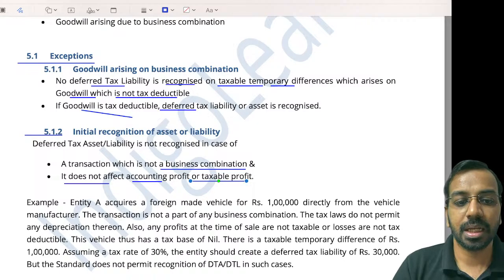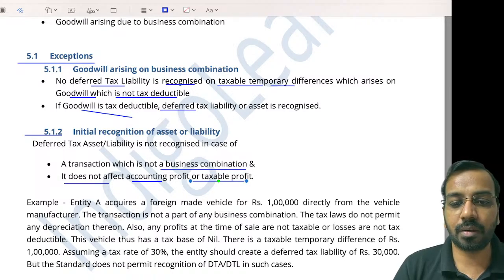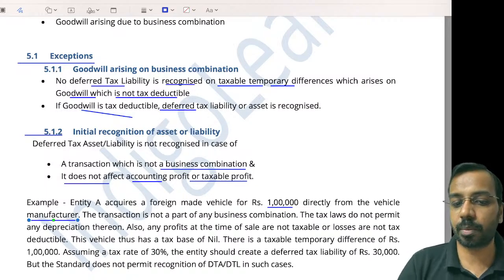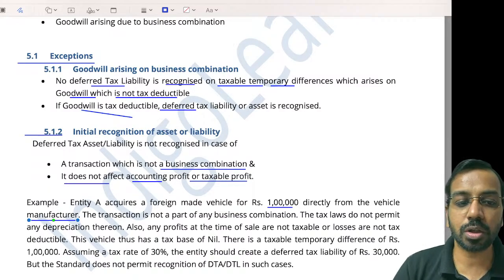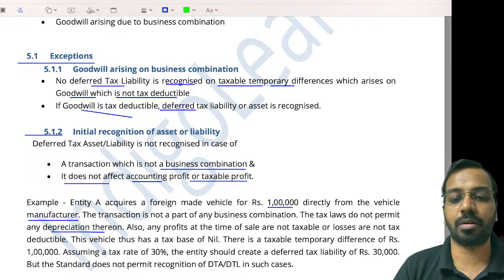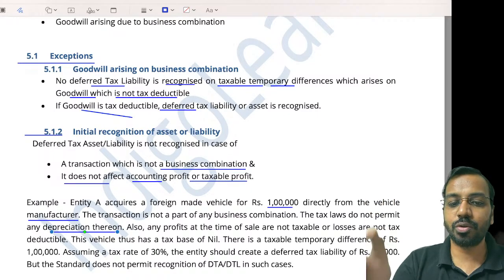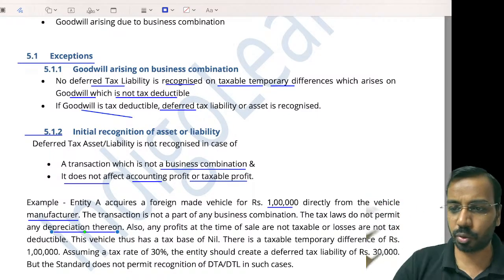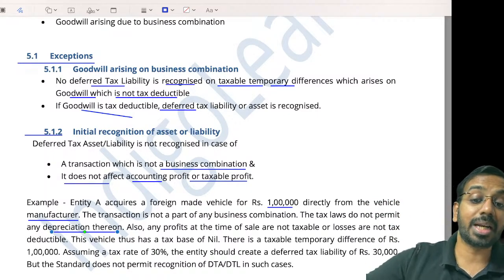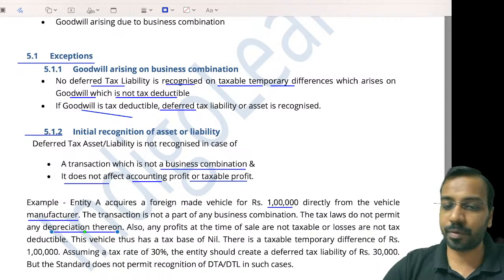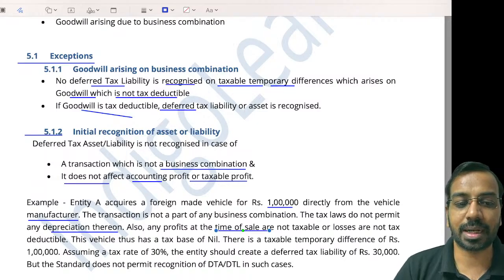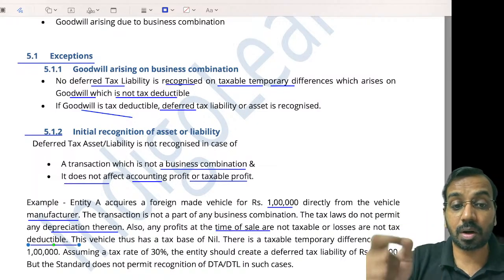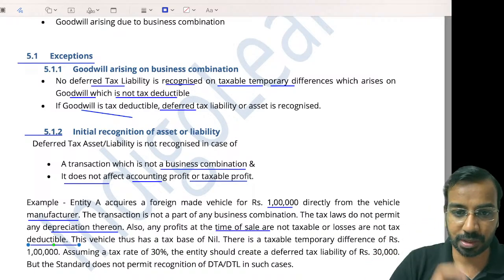For example, an entity acquires a foreign made vehicle for rupees 1 lakh directly from the vehicle manufacturer. The transaction is not a part of business combination because we do not have business combination accounting. The tax laws do not allow any depreciation thereon. So you have some restrictions, right? You cannot claim depreciation on specific type of assets. Also, the profit on the sale is not taxable, losses are not tax deductible. So this transaction does not have any business impact. First thing.